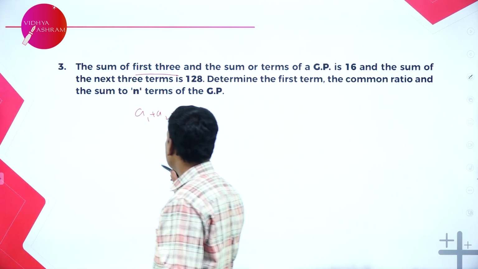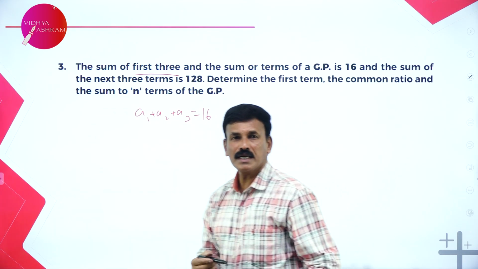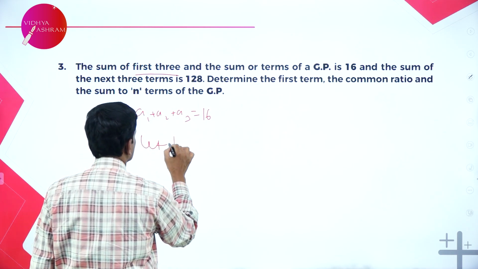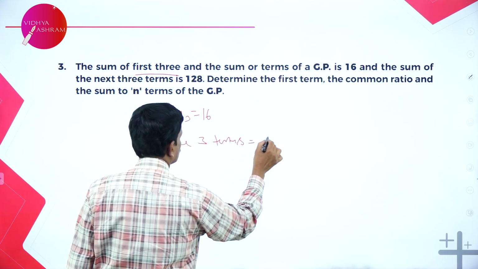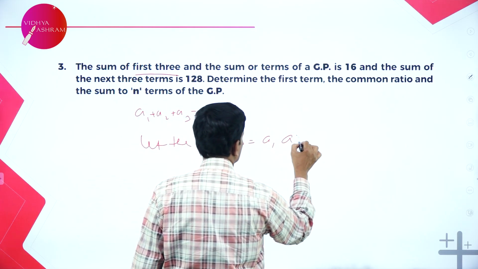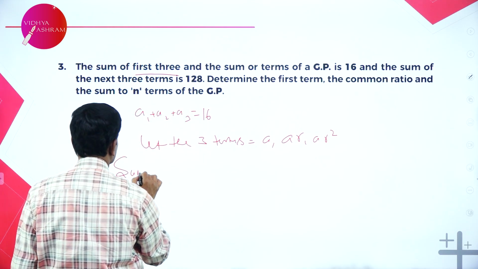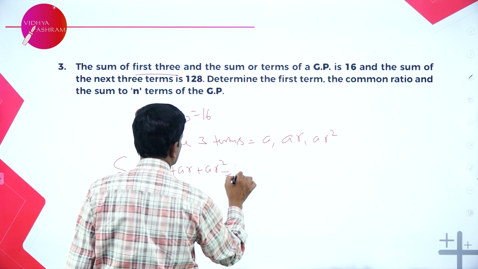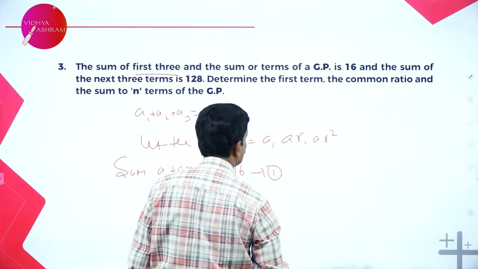Now what is given here? First, the sum of first 3 terms is 16. So let the first 3 terms be A, AR and AR square. What is given? Sum. A plus AR plus AR square is equal to 16. Now let us represent this as equation number 1.